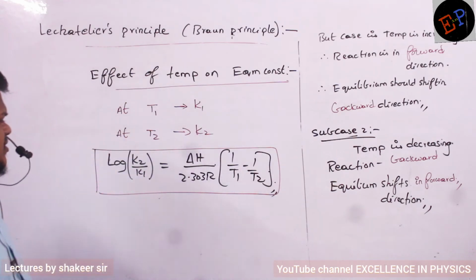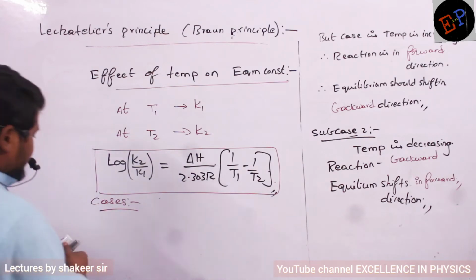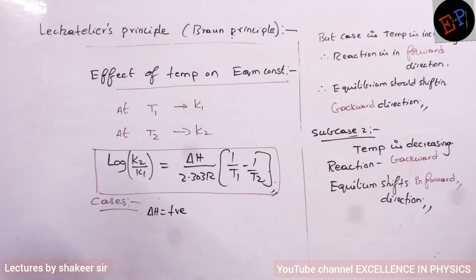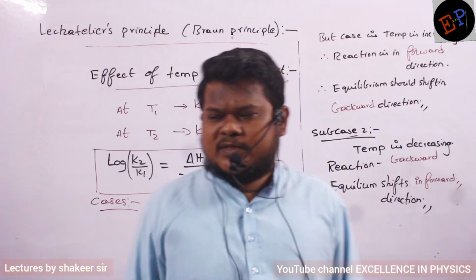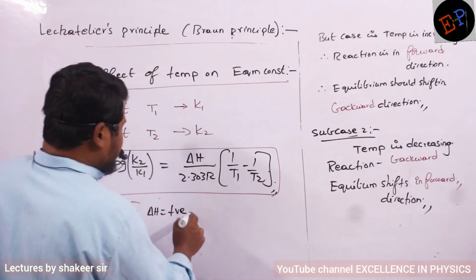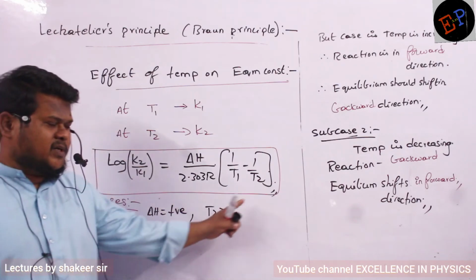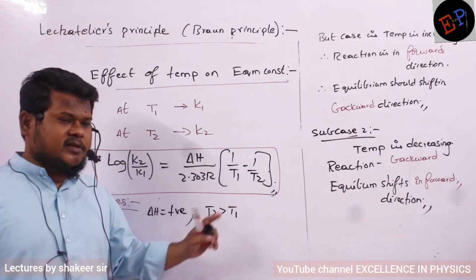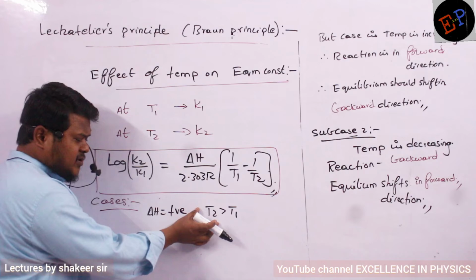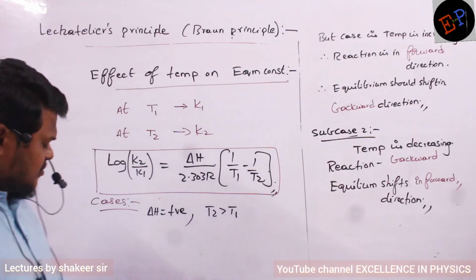So, many cases we can study. Let us study some cases. Let us consider delta H to be positive. We will discuss some cases; the remaining cases, if you observe the equation carefully, you can understand. So, let us consider delta H is positive, and let us consider T2 is greater than T1. T2 means final temperature, T1 means initial temperature. Final temperature is greater than initial temperature. It means temperature is increasing or decreasing? Temperature is increasing. Now, by using these two pieces of information, I have to check whether K2 is greater than K1 or K1 is greater than K2. Let us see how we can proceed in this condition.